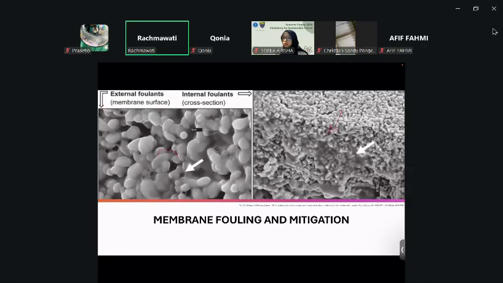While this one here is the cross section. So you kind of freeze the membrane and you split them up, and then you see the cross section. So it's the thickness of the membrane, and you can see that the internal fouling, meaning that they might be stuck in the pore of the membrane. That's even worse. You have so many foulants there.